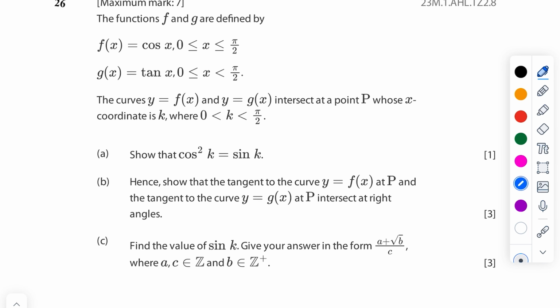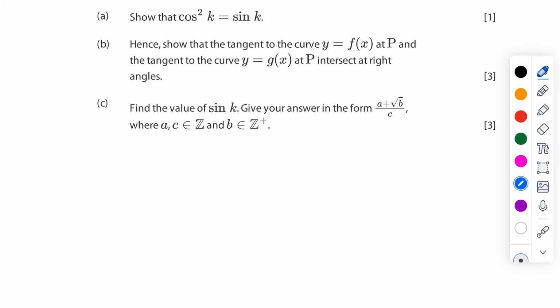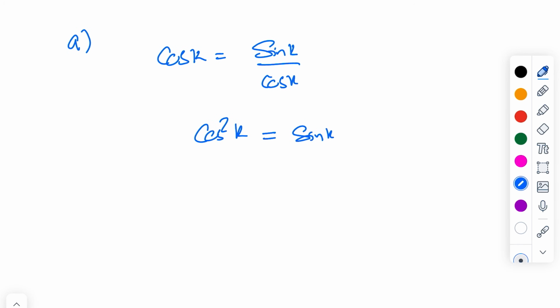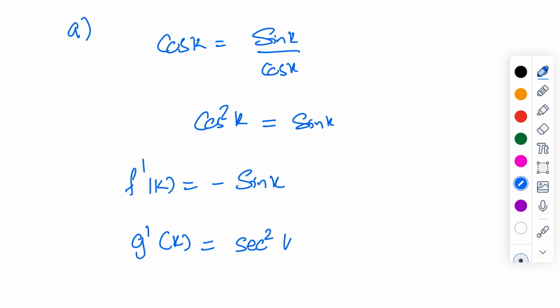And the last question, cos x and tan x. Show that cos square k equals sin k. They intersect, so cos k equals tan k, which is sin k upon cos k. So cos square k equals sin k. Hence show that the tangent to the curve y equals f of x at p and the tangent to the curve y equals g of x at p intersect at right angles. So f prime of k will be minus sin k. g prime of k will be secant square k.